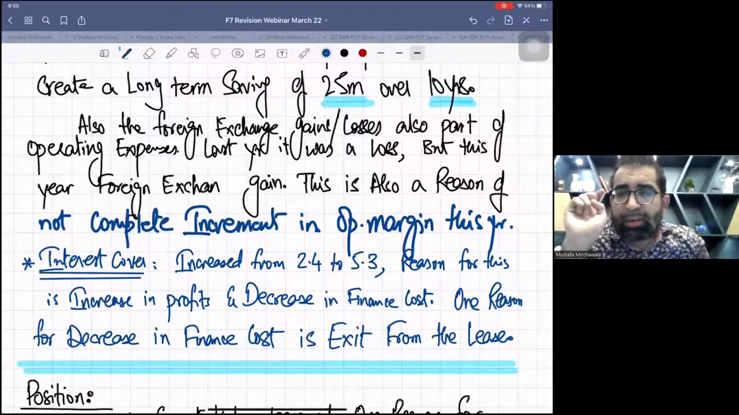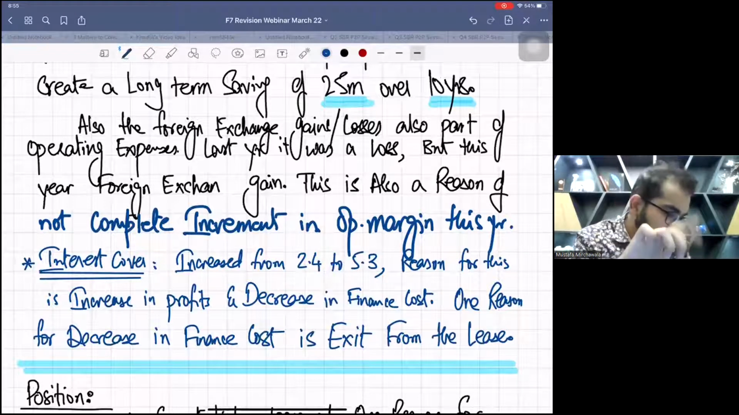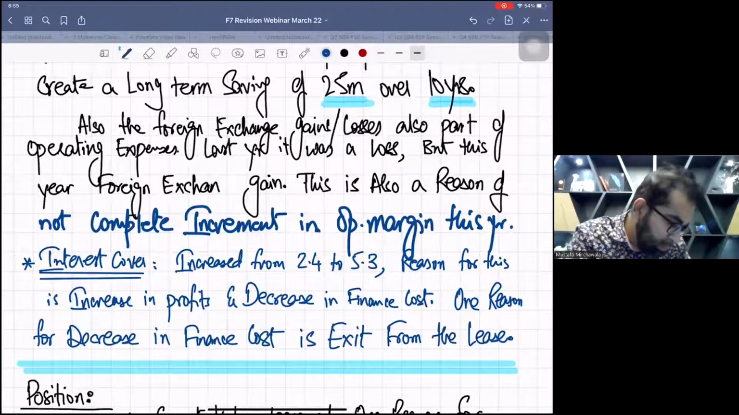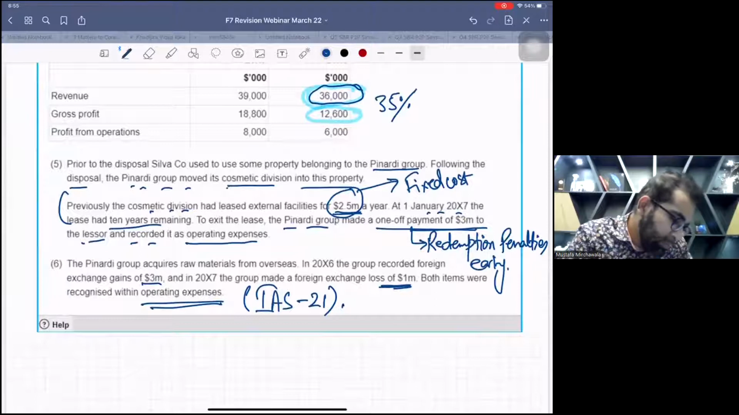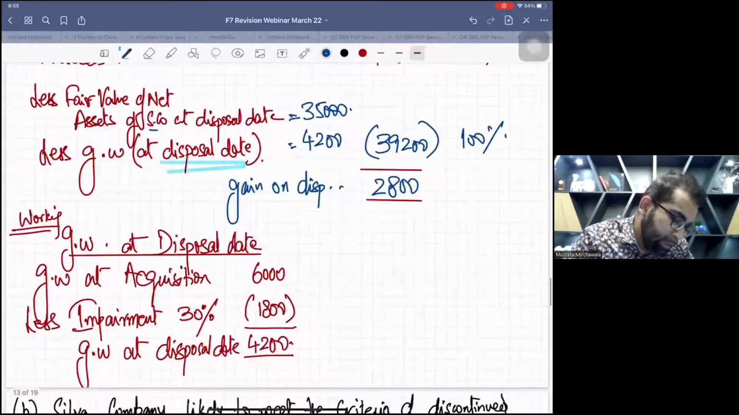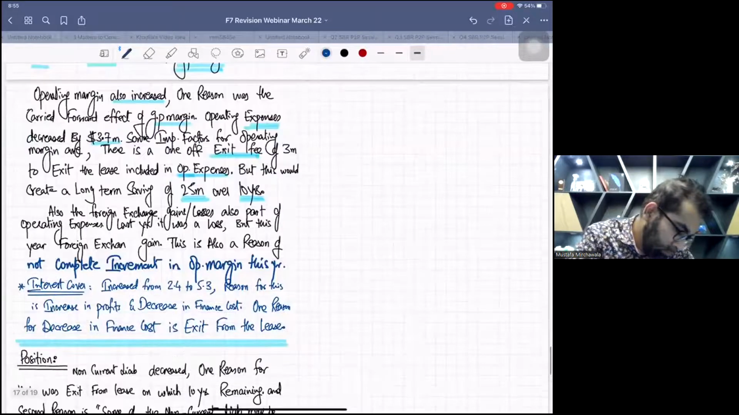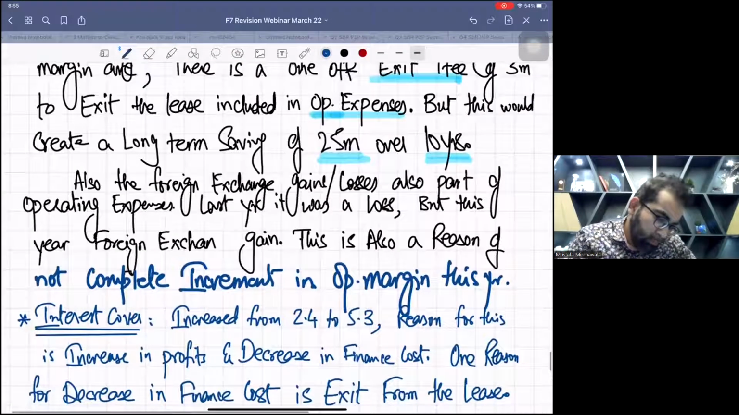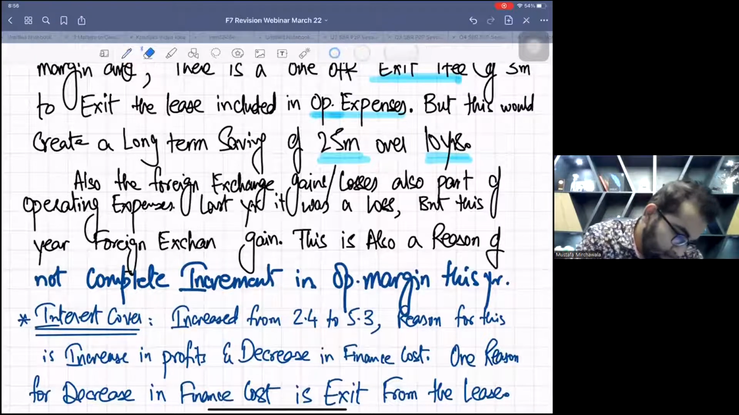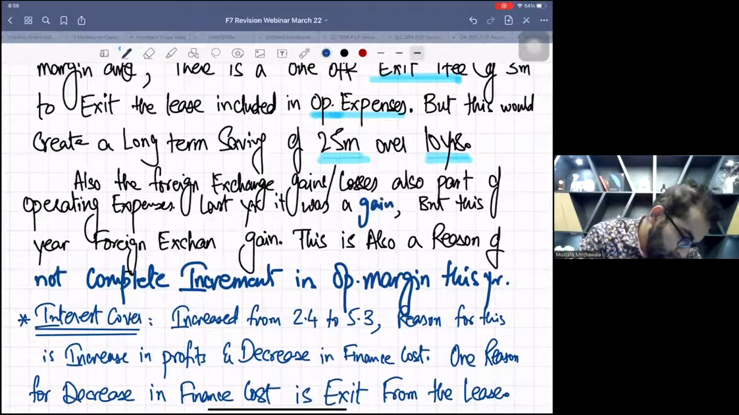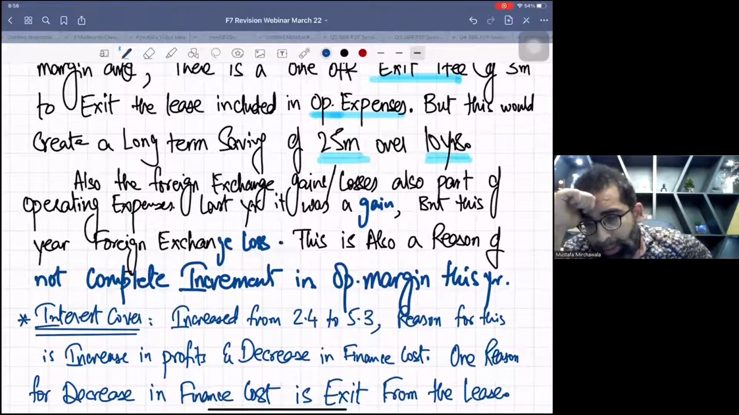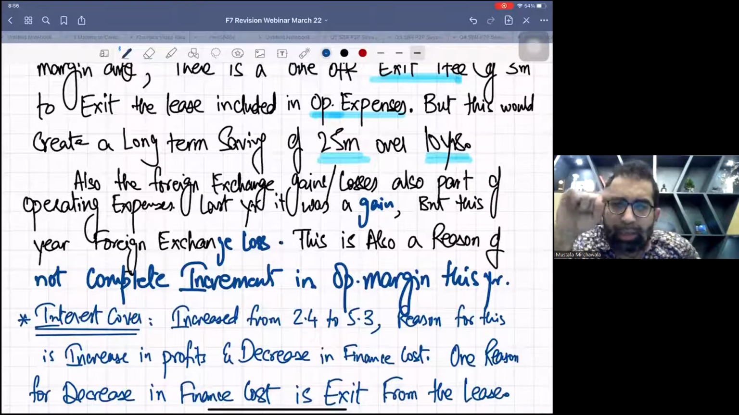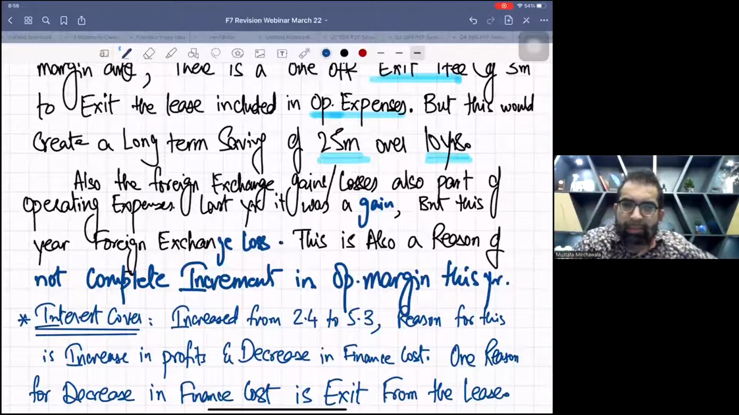The second thing is that this time there is an exchange loss. Last year, let me check, it was a gain. Yes, in 2006 it was a gain and now it's a loss. Correct. Last year it was a gain and this year it was a loss. Now it's perfect and it matches this, right?